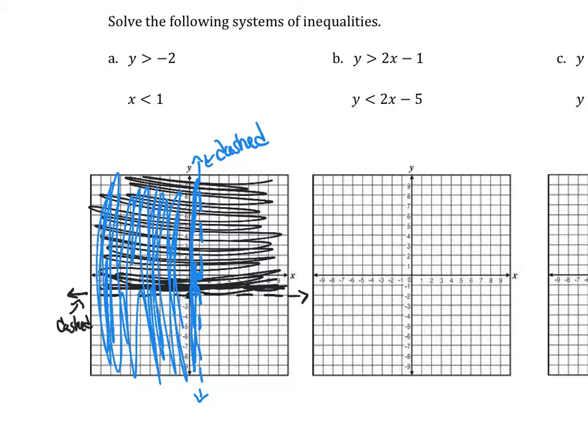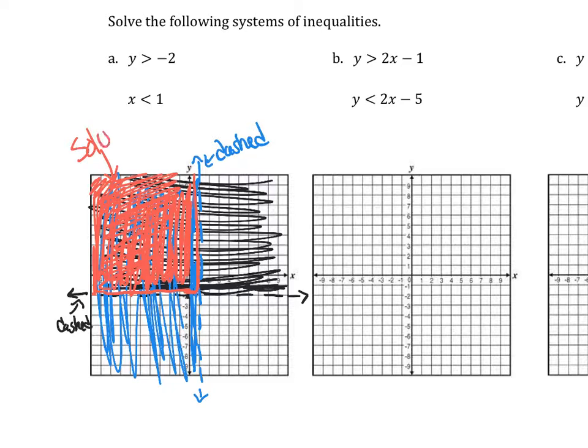And where they overlap is this top left corner here. Again, go right up to the dashed lines and color inside your lines. Okay, so this is our solution.